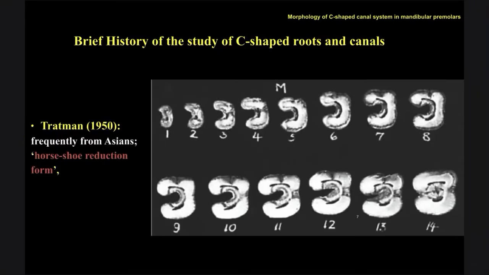Shortly after pioneering research performed in Japan during the early 1940s, Dr. Tratman stated that the C-shaped root morphology can be frequently observed in mandibular second molars from the Asian populations, and the author termed this morphology the horseshoe root form.